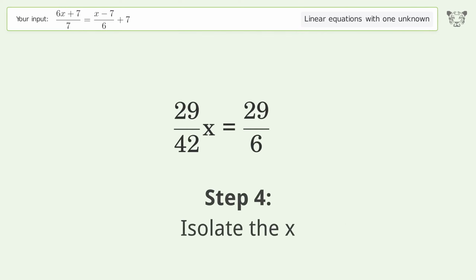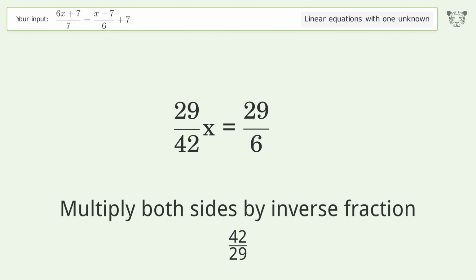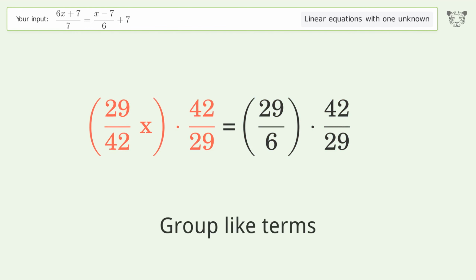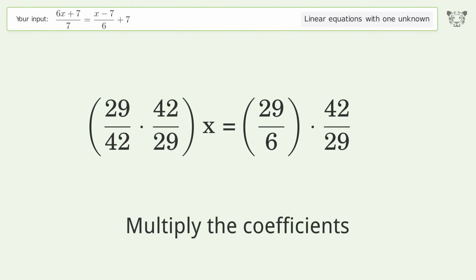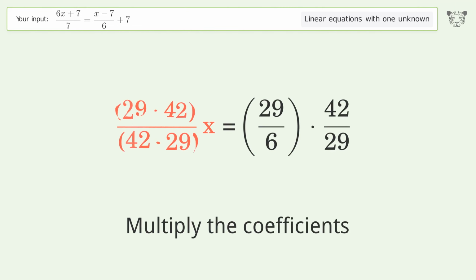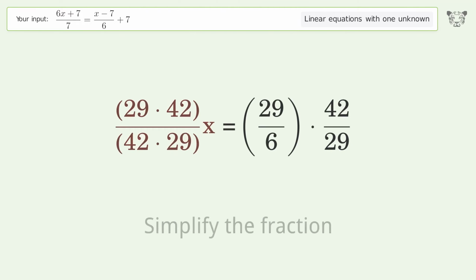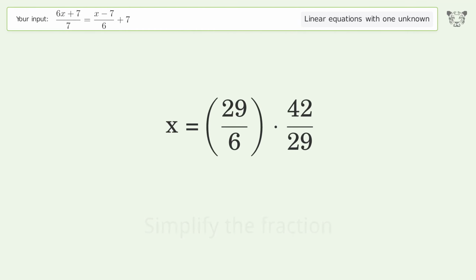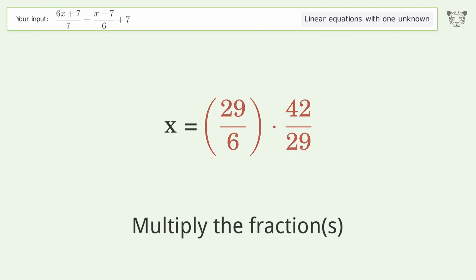Isolate the x. Multiply both sides by inverse fraction 42 over 29. Group like terms. Multiply the coefficients. Simplify the fraction. Multiply the fractions.